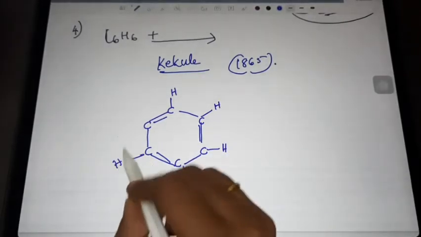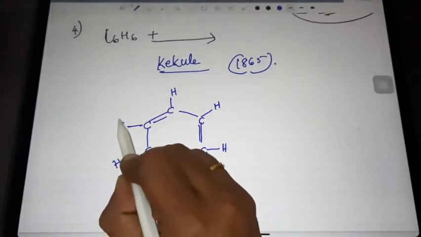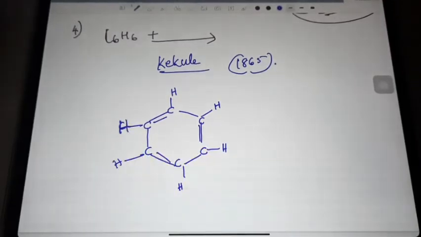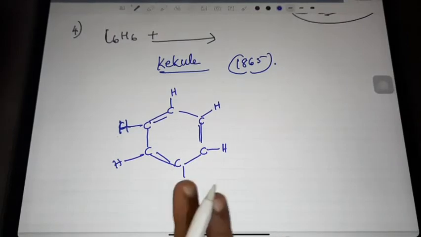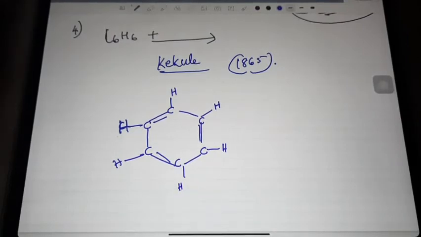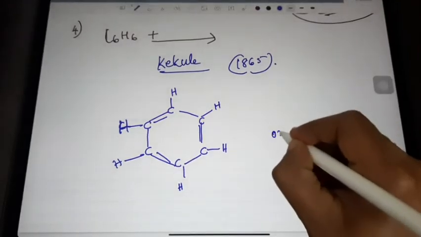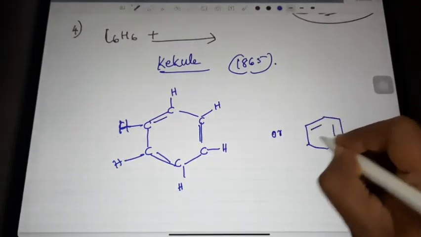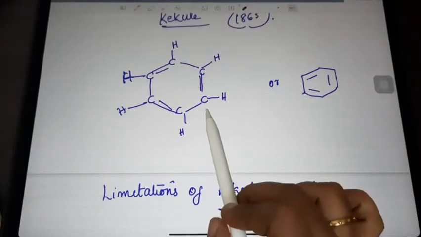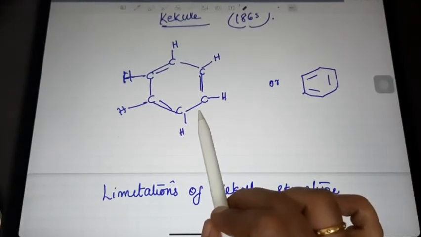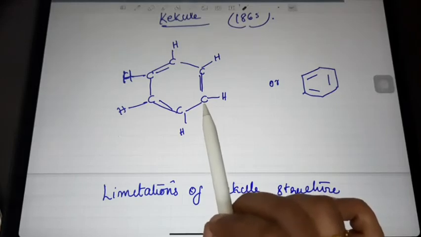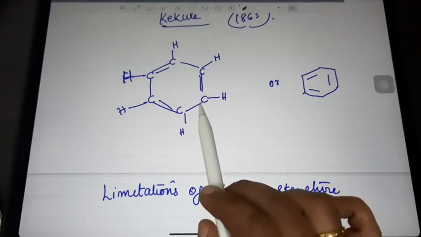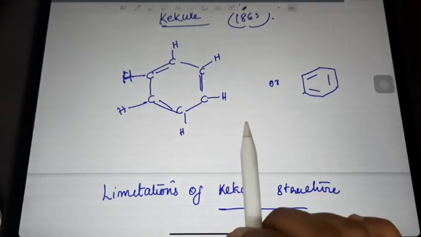So what's the structure? A cyclic arrangement of the carbon atoms, with alternate single and double bonds, and all the carbon atoms having a hydrogen atom. Otherwise we can write it like this. The structure is this. This benzene has unusual stability and unique properties, and it is also a stable molecule.